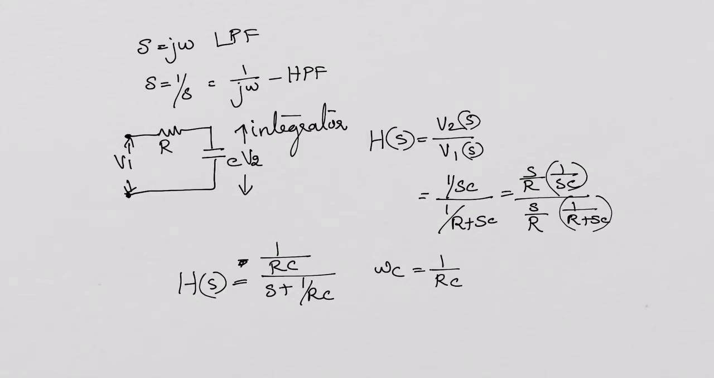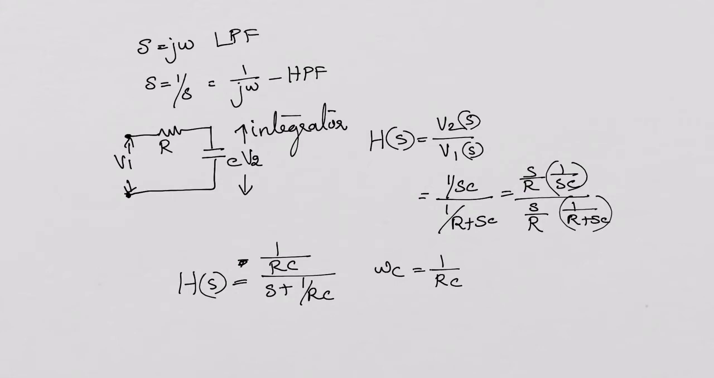It is a ratio of V2 of S by V1 of S. This is the output voltage divided by the input voltage. So we can find this ratio in terms of the impedance ratio also, because it is similar to the impedance ratio. So the impedance at the output is only because of the capacitance, that is 1 by SC, and divided by the total impedance, which is looked at the input side, which is the sum of the impedance given by resistance R and the impedance given by the capacitance.